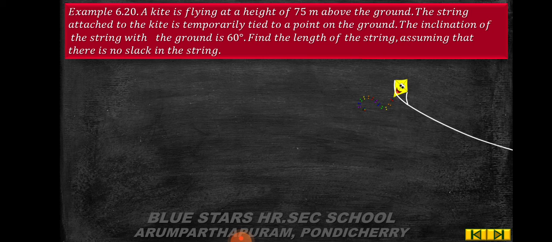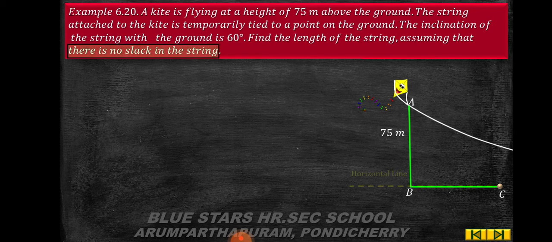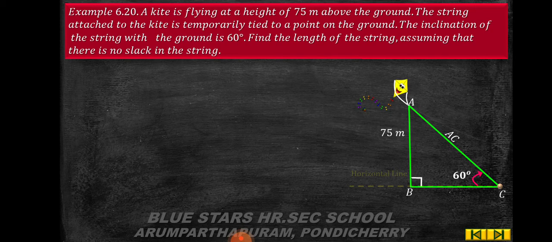Assume a kite is flying at a height of 75 meter above the ground. So there is a horizontal line from the ground, and mark the points as A to B, and this is 75 meter. Then join the line BC. There is no slack in the string. Then join the line AC. Then the angle is 60 degree from the ground. The triangle is a right angle triangle, right angle at B.